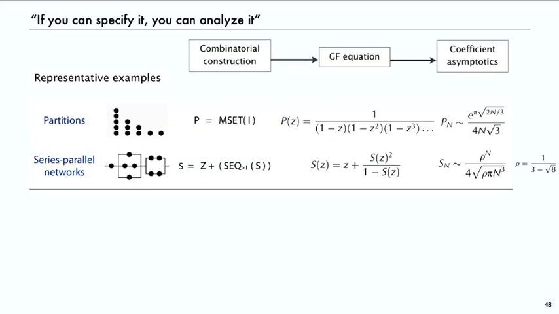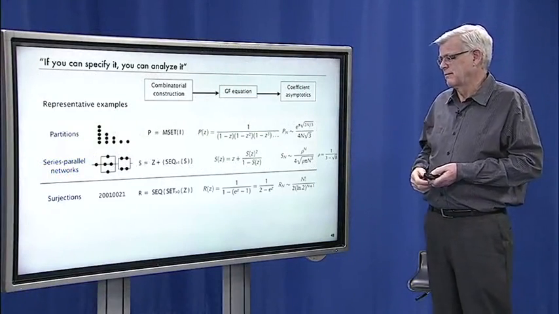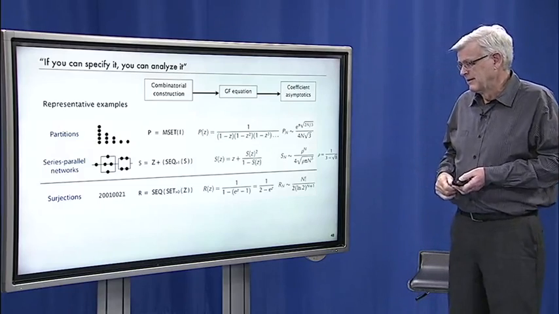Just another example, series parallel networks, a model for Boolean expressions in electric circuits and many other things. You want to know how many of those there are, how many bits you would need to represent one, or study some parameter of it. You can use a simple combinatorial construction, get a simple generating function equation that is amenable to the standard transfer theorem, where the exponent is 1 over 3 minus square root of 8. It's relatively straightforward to study such problems with analytic combinatorics.